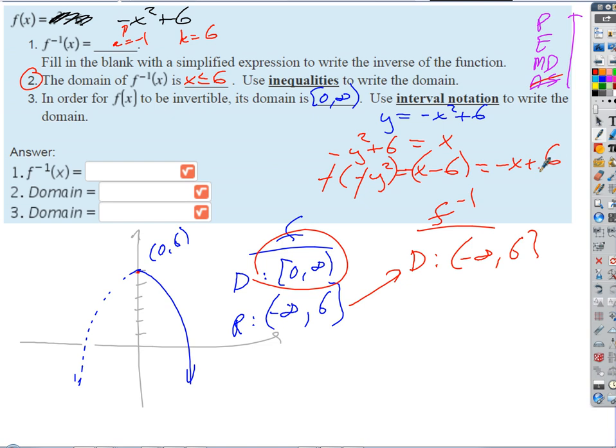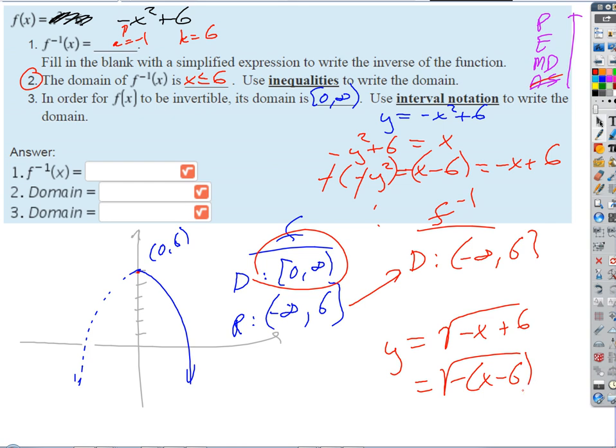Make sense? Okay, so now last step would just be to square root both sides. So we get y equals plus or minus, but we'll take the plus, the square root of negative x plus 6. Or if I want to, I could just leave it as the square root of negative the quantity x minus 6. Either way is fine. Okay? Make sense? And that's to the right.